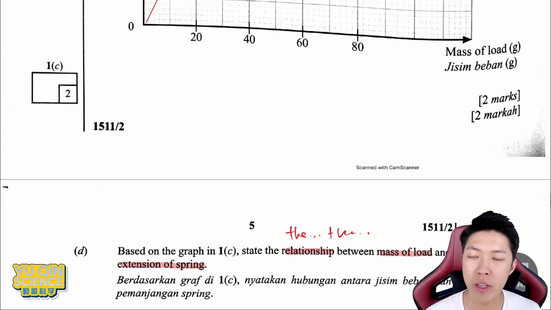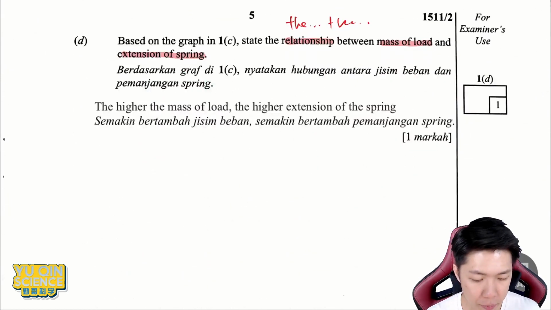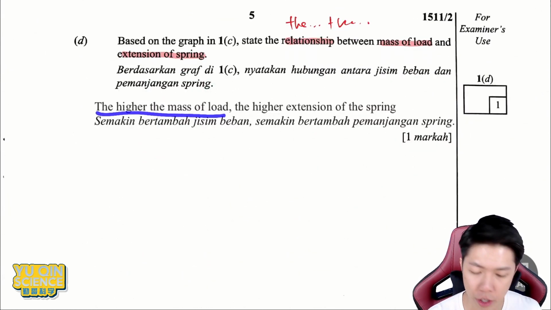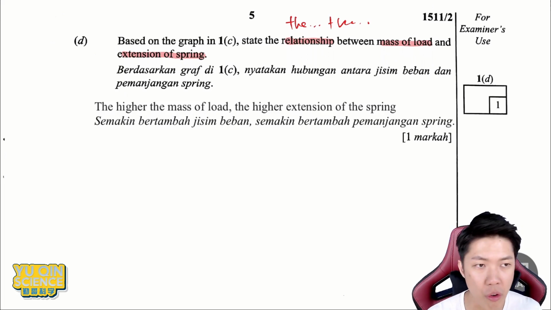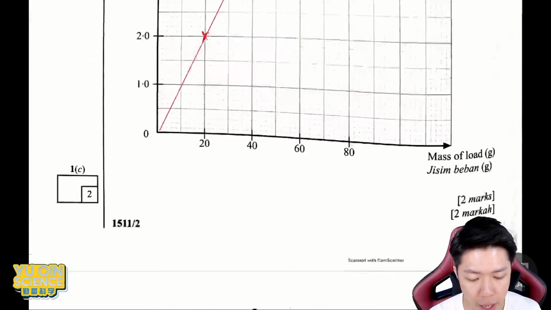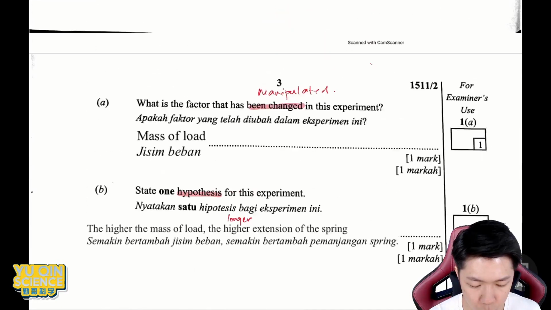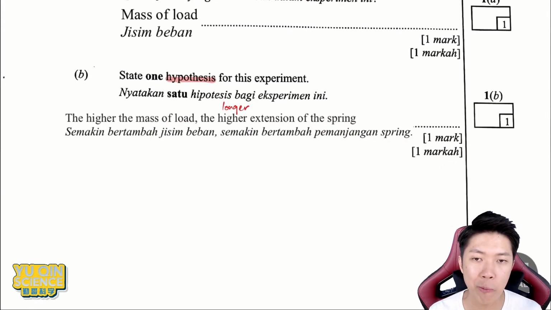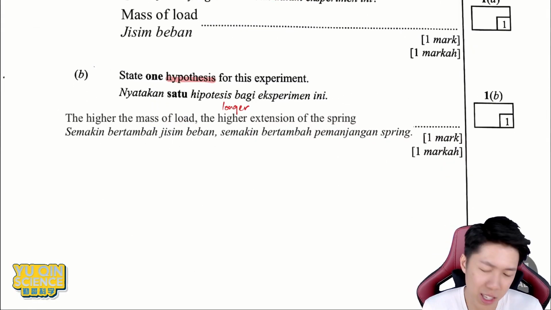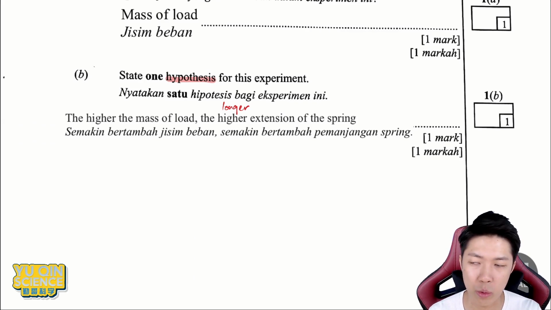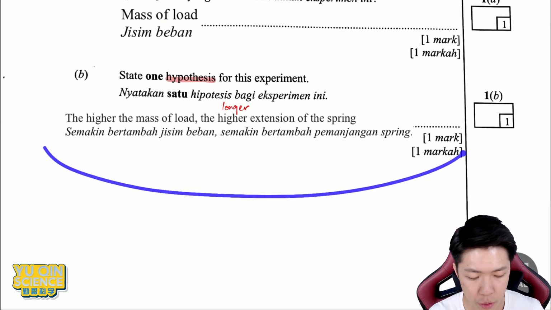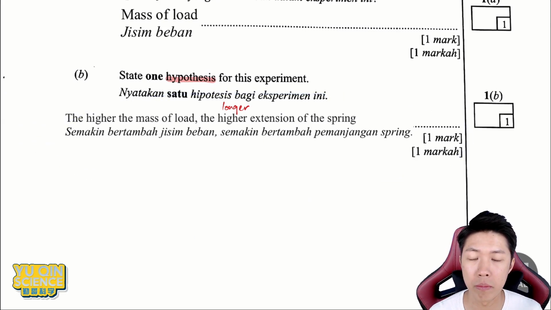Okay, no choice, definitely the... Okay, the higher the mass or the greater the mass of the load, the greater the extension of the spring. So yes, very similar to the hypothesis we had just now. No problem. Okay, so we'll just repeat the answer. If you want to make it a different hypothesis, you can choose to write "if... then..." to get different answers.